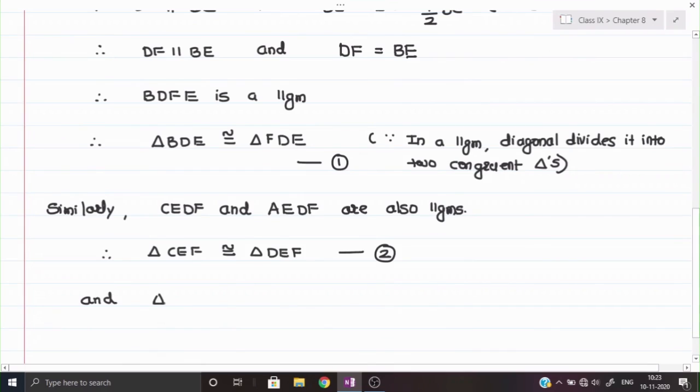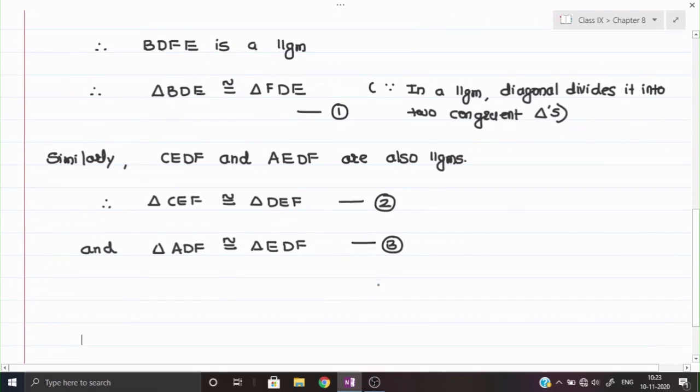triangle ADF is congruent to triangle EDF, will be also congruent. Now observe the equation number first, second, third. See, the right hand side is same. FDE you say, DEF you say, or EDF you say. I have written correspondingly same triangle with the another one. So if we compile the equation first, second and third.